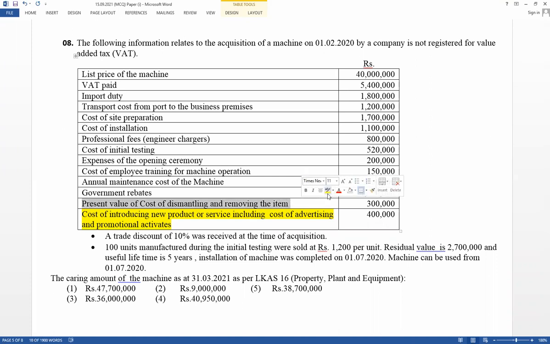I have not explained this part before. LK16, you have to know how to calculate the cost value of property, plant and equipment. Cost value of property, plant, equipment.